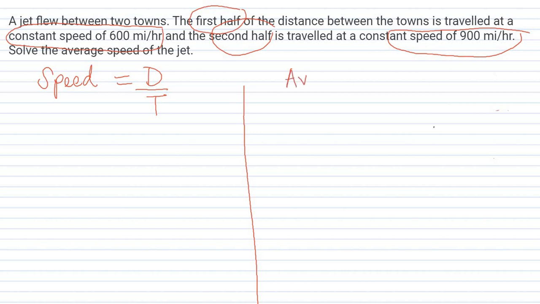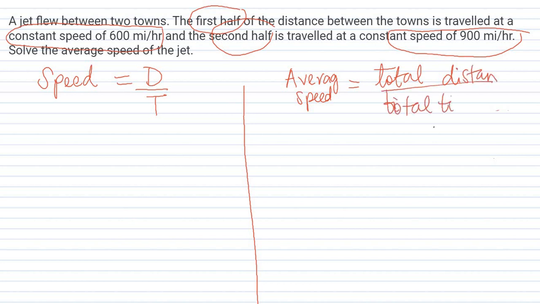Instead, the average speed formula is the total distance divided by total time. So this is what you have. The thing you have to do is separate, focusing on the first half on one side of this page, like you can see, I drew a line, and you focus on the second half on the second side. So you have the constant speed of the first half, right?